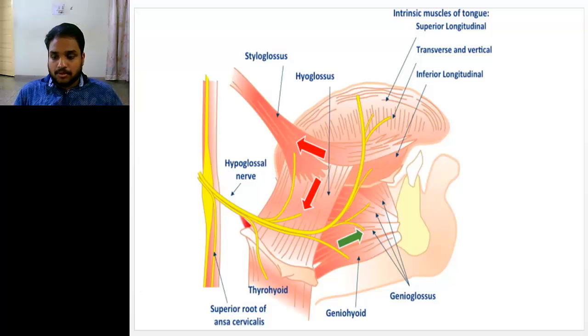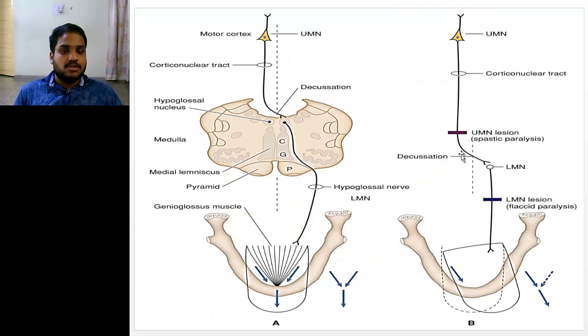So you can see in this diagram, the upper motor neuron, this is the upper motor neuron, this is the lower motor neuron, right? So if there is a lower motor neuron lesion, or an upper motor neuron lesion of the opposite side, what happens? You ask the patient to protrude the tongue outside. If you ask the patient to protrude the tongue outside, then the tongue would deviate to the affected side, fine.